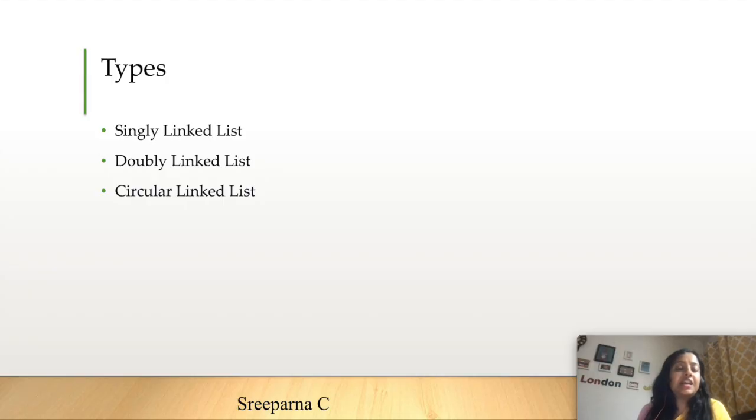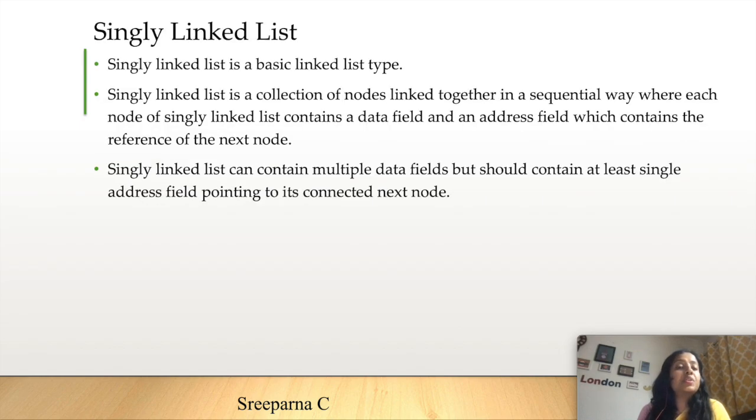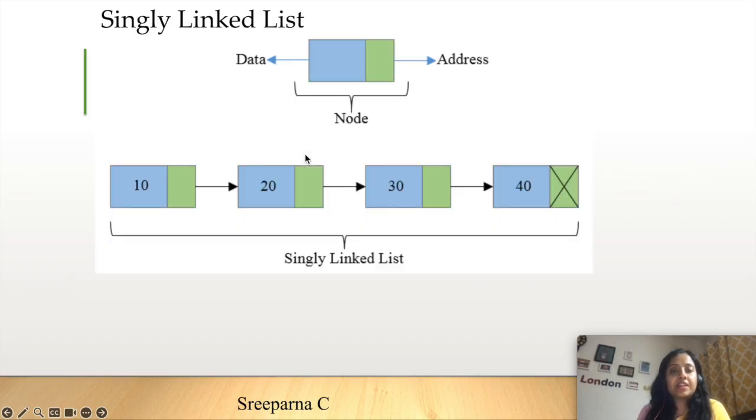Linked list basically has three types: singly, doubly, circular. These are the basic types. So the linked list which we already saw in the previous slides, that depicts your singly linked list. So it is a collection of nodes linked together in a sequential way, where each node of singly linked list contains a data field and an address field which contains the reference of the next node. We have already seen this linked list in the previous slides.